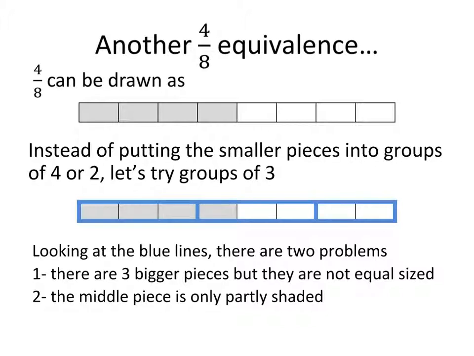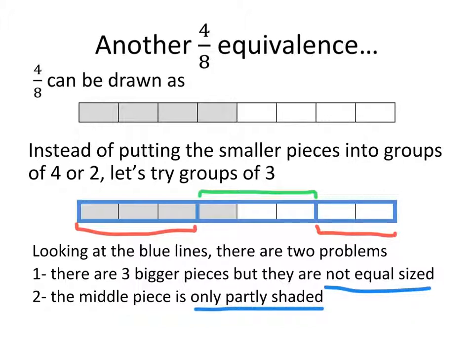1, there are 3 pieces, but they're not equal size. This piece is not the same size as this piece. And when we're talking about fractions, equal size pieces is very important. The second thing to notice is that this middle piece is only partially shaded. So it doesn't really get to be included in the shaded part, but it's shaded, so we don't want to ignore that part of it is shaded. Now, this particular problem has both of those errors, right? Not equal size pieces and only partially shaded piece. You only need one of those for this grouping not to work.